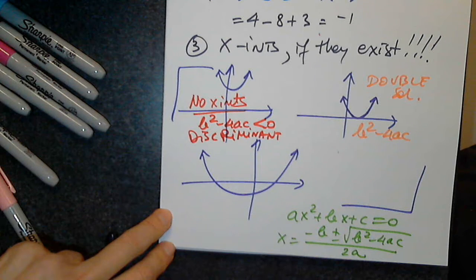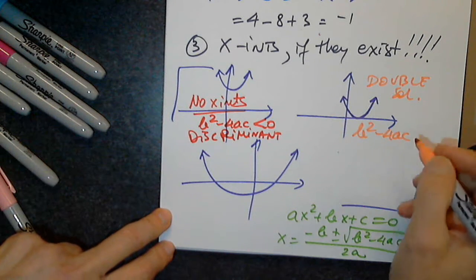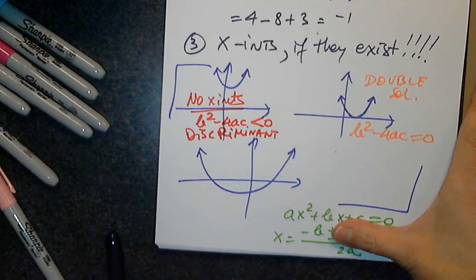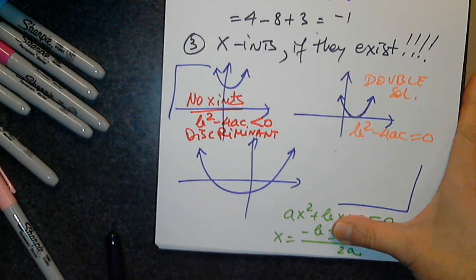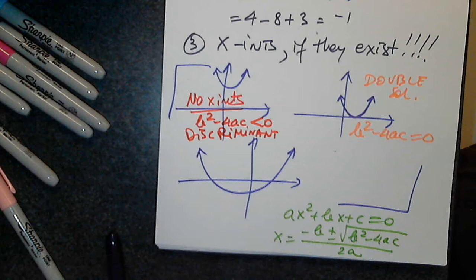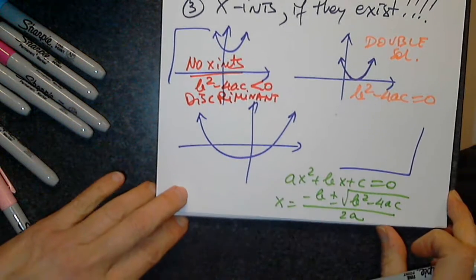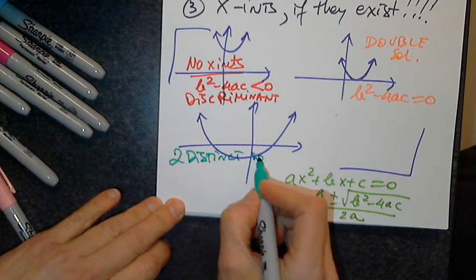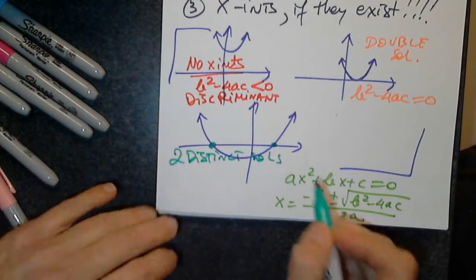It's equal to 0. Yes. Awesome. Exactly. This disappears. There is only one solution. Otherwise, I would have had 2 distinct solutions. Okay, last case. Of course, 2 distinct solutions. One here and one here.